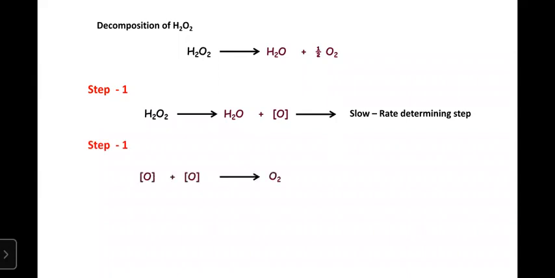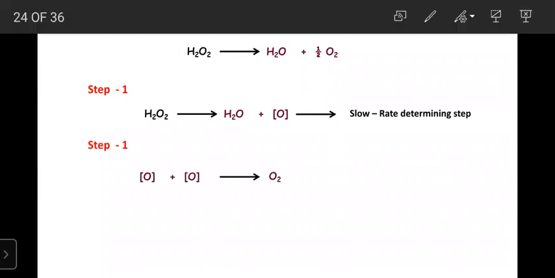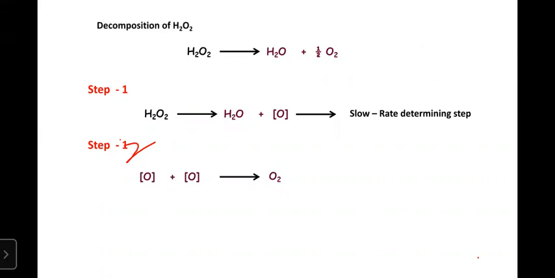Now step two. Two nascent oxygen atoms combine to form O2, and this is a fast reaction. Now tell me, for a fast reaction, can we define the molecularity? Is it possible to define the molecularity? Yes or no? Yes. Anybody else?